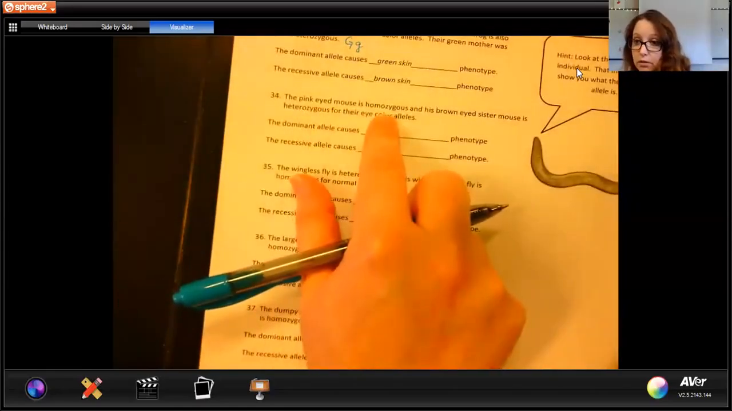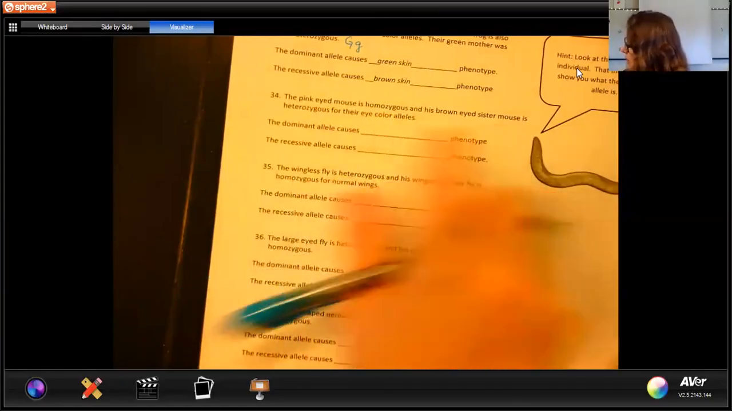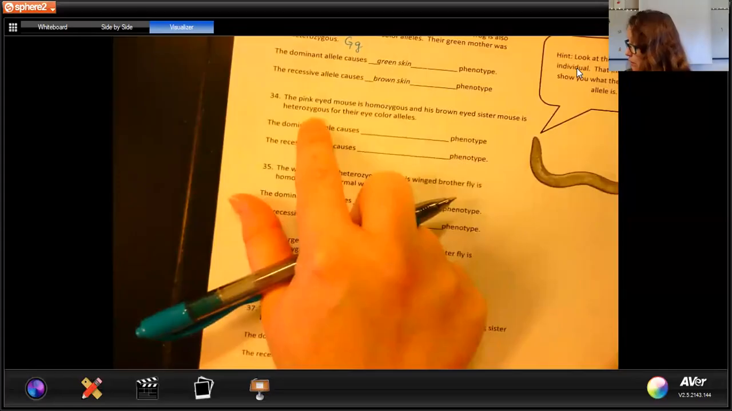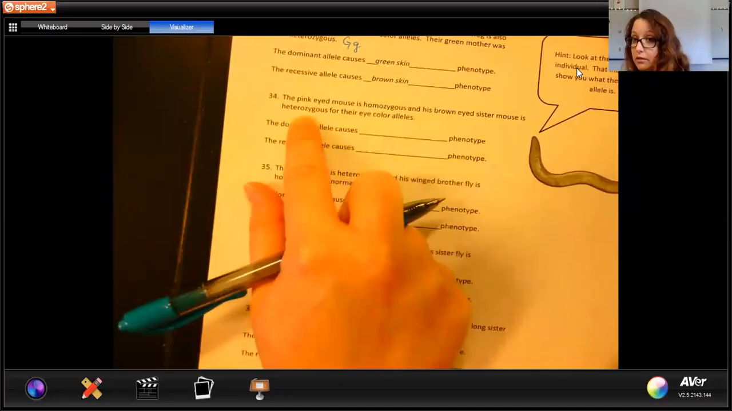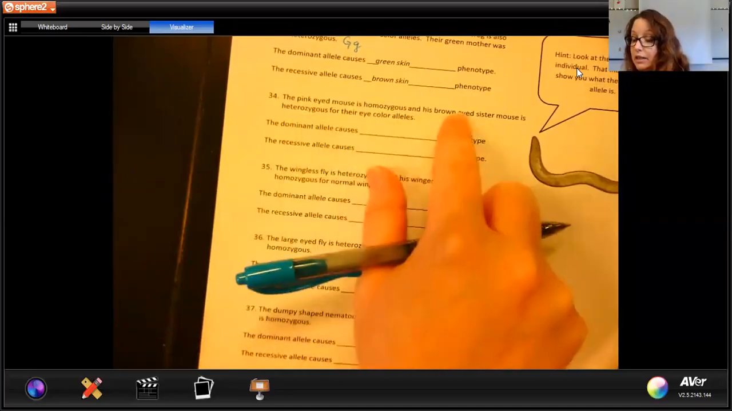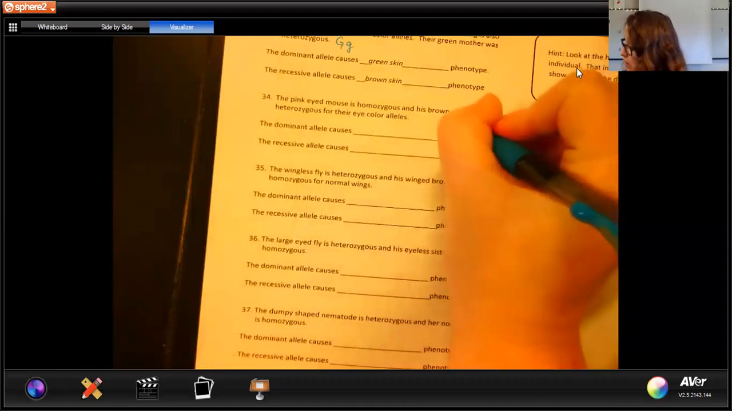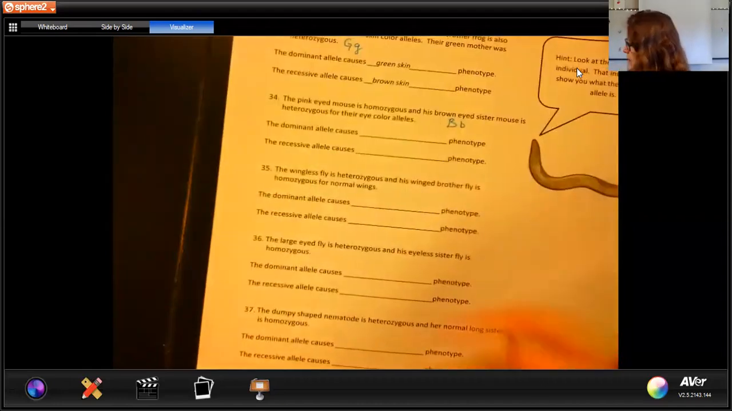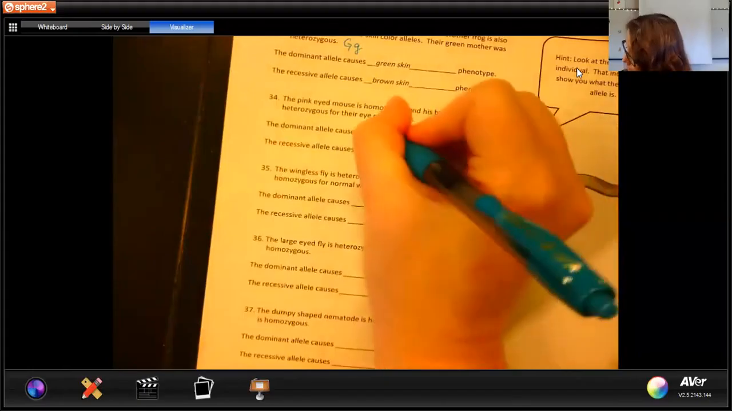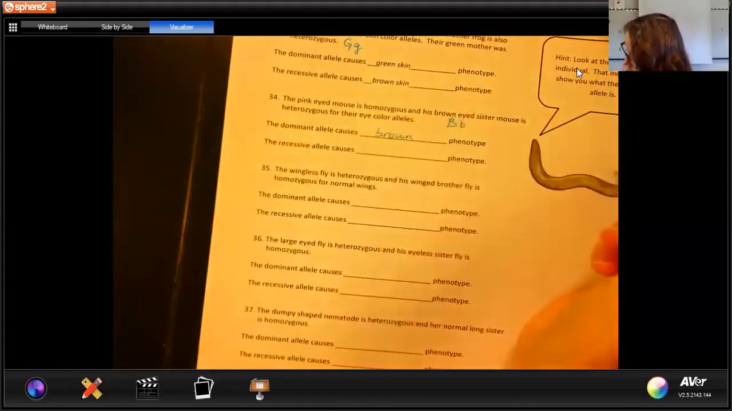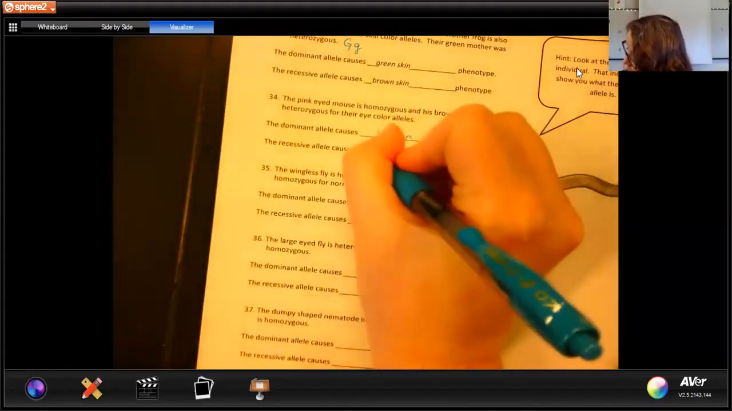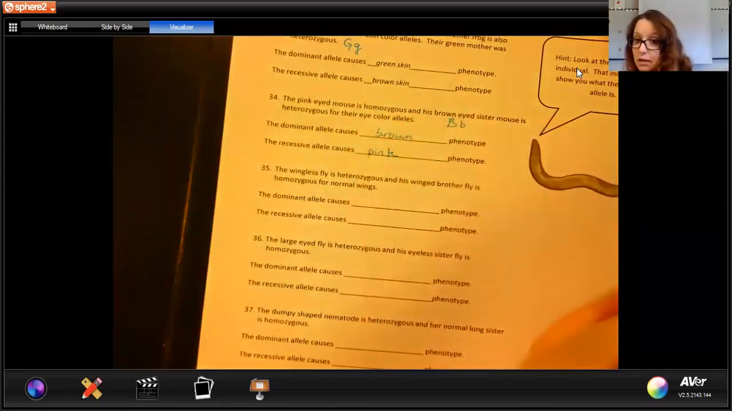A pink-eyed mouse is homozygous. We don't know if it's dominant or recessive. And a brown-eyed sister mouse is heterozygous for their eye color. Brown-eyed lets us know that brown, big B, will present over little b, pink. So the dominant causes brown eye color, and the recessive causes pink eye color.